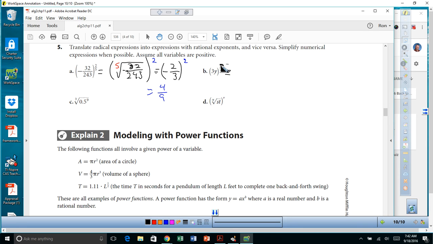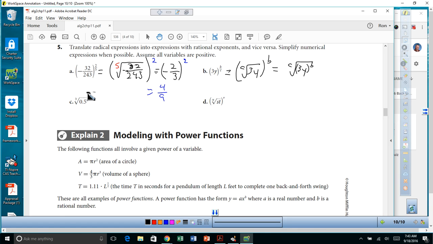So how can we rewrite this? Well, we can say this is the c root of 3y to the b power. Either way, isn't multiplication pretty cool?